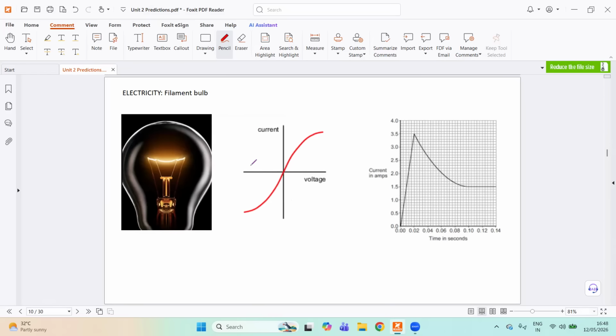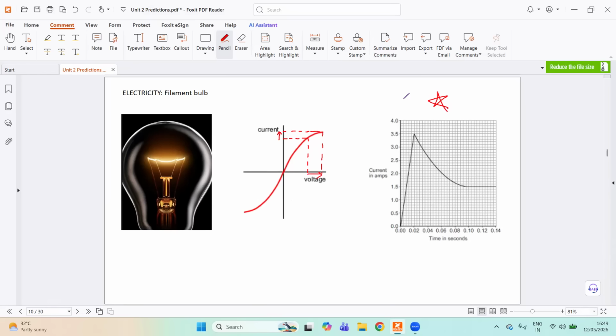Now, let's talk about filament bulbs. When it comes to filament bulbs, always remember a large increase in voltage causes only a small increase in current. And of course, it's a non-ohmic conductor. So you see from the VI relationship, a large increase in voltage only causes a small increase in current. Why though? Because the resistance does not remain constant. The resistance increases. And this used to be a very common graph. It's been years that there has been no question associated with this.